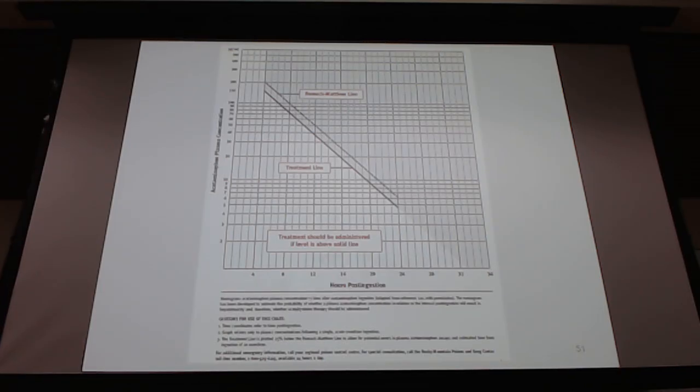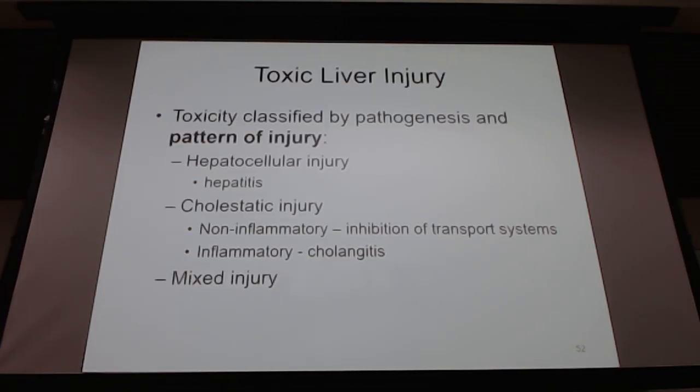Other types of toxic liver injuries, we have hepatocellular that relate to hepatitis. We'll get into that next slide. And then we have all our cholestatic injuries. We have our non-inflammatory, which is typically biliary dyskinesia, where the gallbladder just doesn't work correctly. It's not excreting the bile the way it's supposed to. Well, if you have a sick gallbladder, it needs to come out too.